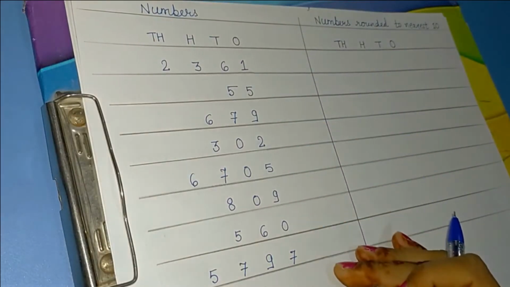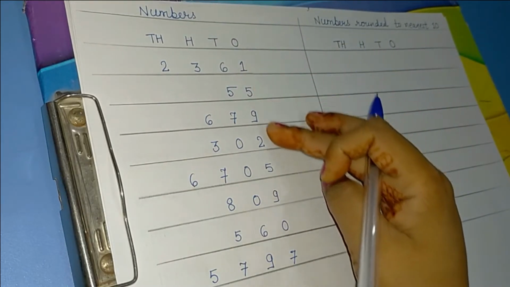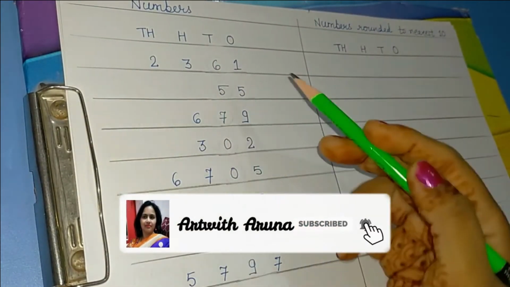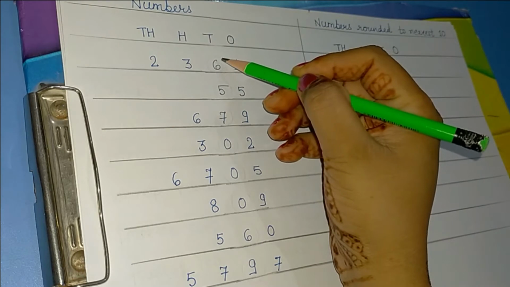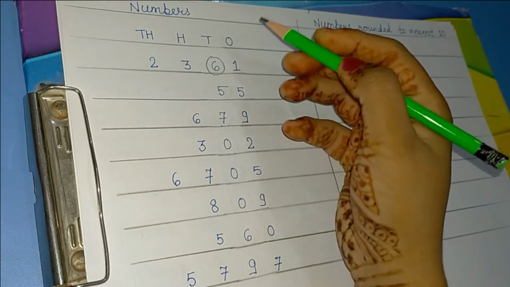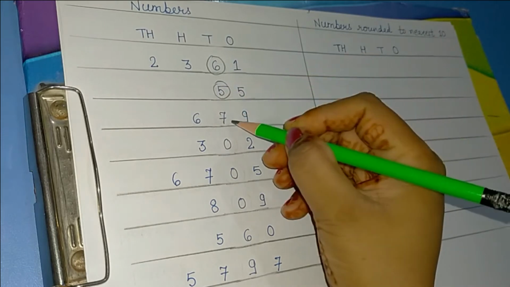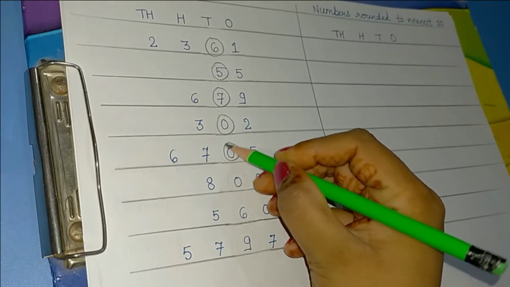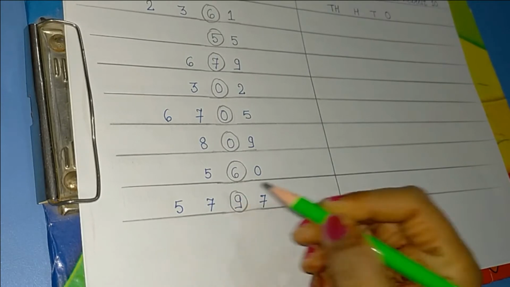So here are the numbers which we are going to round off to the nearest 10. And to understand the concept better, I already wrote the digits according to their place values here. Our first number is 2361, and according to step 1, first of all we need to circle the tens place digit. So here in the first case we have 6 at tens place, so we will circle this 6. At the same time, in the second question we have 5 at tens place. Next we have 7 at tens place, 0 at tens place, 0 at tens place, again 0 at tens place, then 6 at tens place and then 9 at tens place.